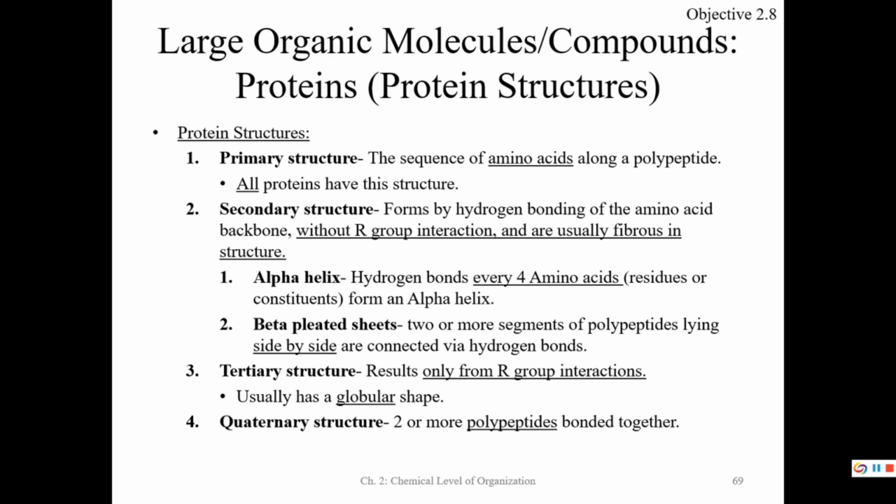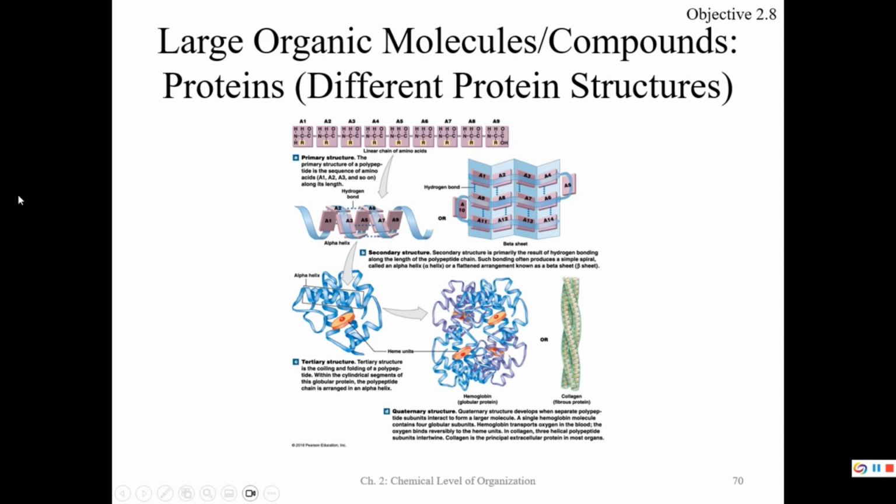We mean by that, more spherical in shape. Quaternary is when I have 2 or more polypeptides and I put them together. Okay. So we can have proteins that have all 4, and I'll show you. So here we have the primary structure, each amino acid representing part of the primary structure.